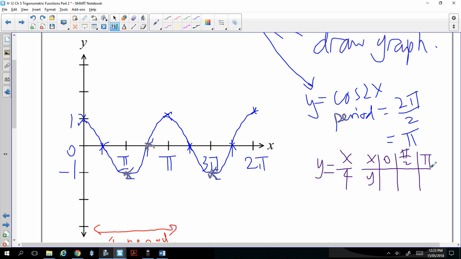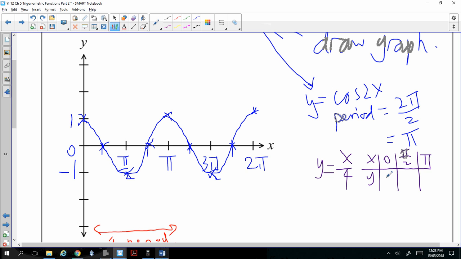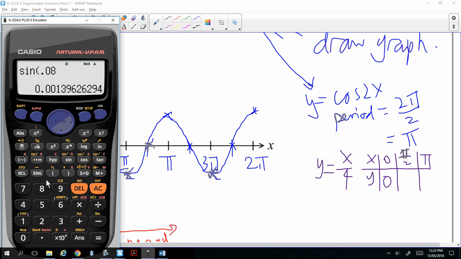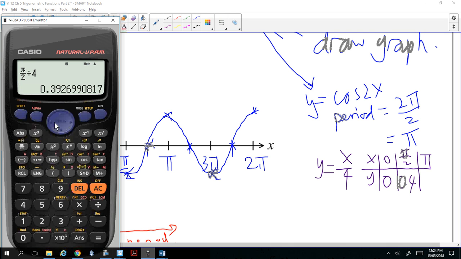Substitute pi on 2, so you do shift pi over 2, and then you just divide by 4. You get 0.39, on 1 decimal place, so 0.4. Okay, and then substitute pi in there. Actually, yeah, substitute shift pi, you get 0.8. So plot these points.